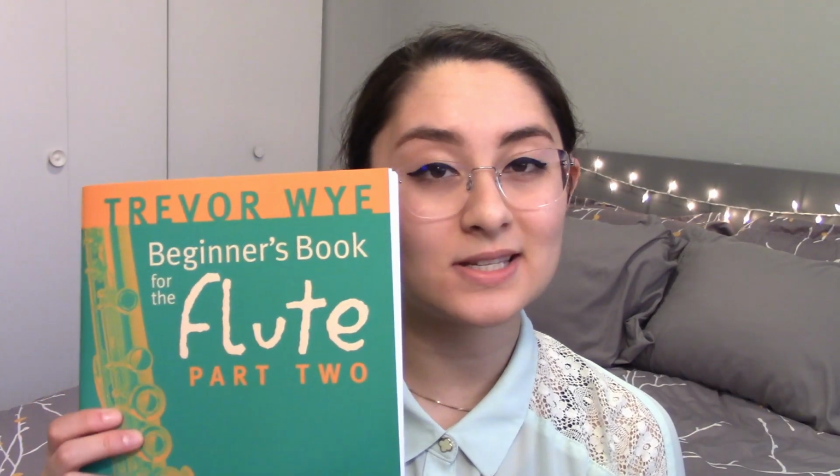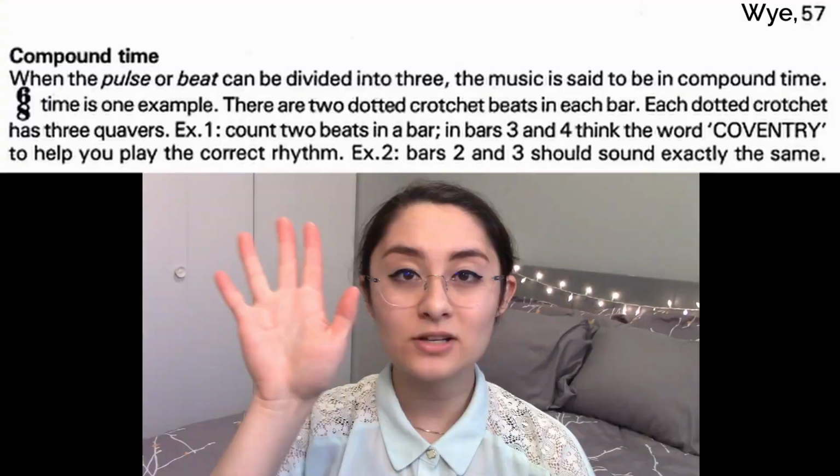Alright, so let's just get right into today's video. As I mentioned earlier, we'll be reading from the Trevor Wise Beginner's Book for the Flute, Part 2. This is the green one, and you're going to flip to page 57. Today we're going to be talking all about compound time. I'm just going to put what Mr. Wise has written right over here.